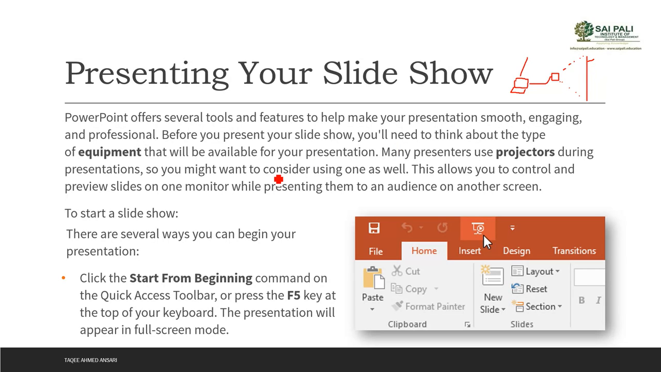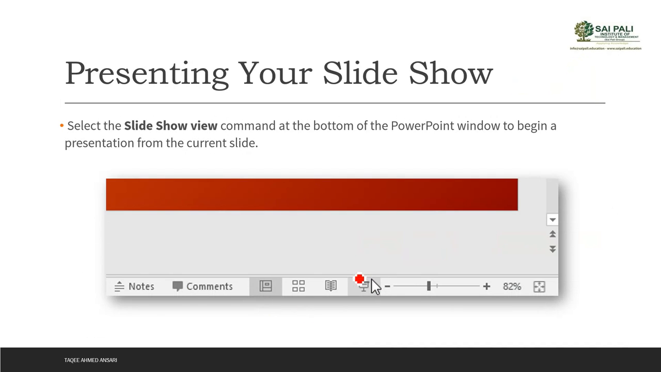For starting the presentation, it's simple: we can start the presentation by clicking on this command from the quick access bar, or we can press F5. Both will start the presentation from the beginning. We can also start the presentation from this status bar option. Now this one will start the presentation from the current slide. It will not start from the beginning, it will start from the currently selected slide.